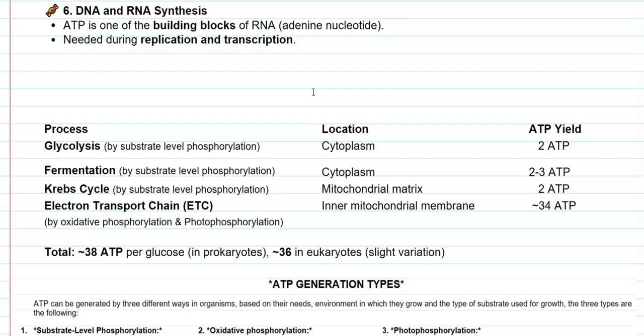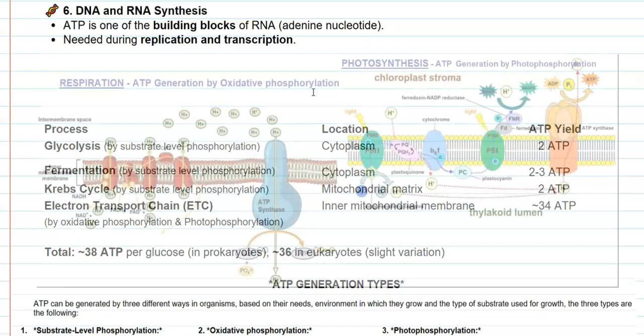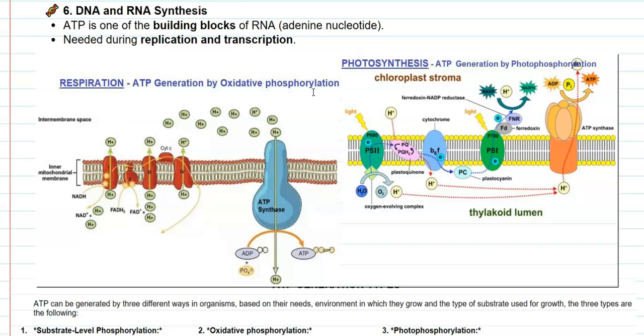Then we look at the next one, the electron transport chain, which operates in the inner mitochondrial membrane of the eukaryotic organism, or it may operate in the cell membrane of the prokaryotes. Here the ATP yield is 34 ATP. The type of ATP generated in the electron transport chain could be classified into two groups. One is oxidative phosphorylation, the other one is photophosphorylation.